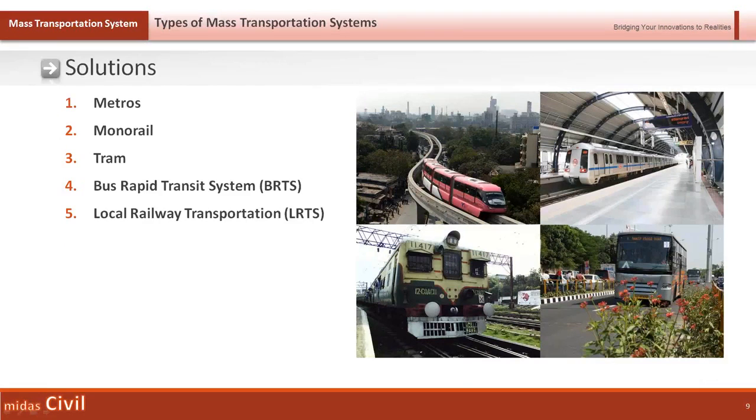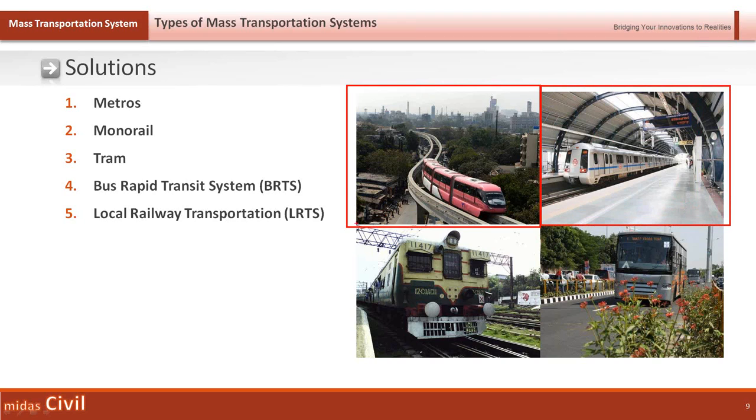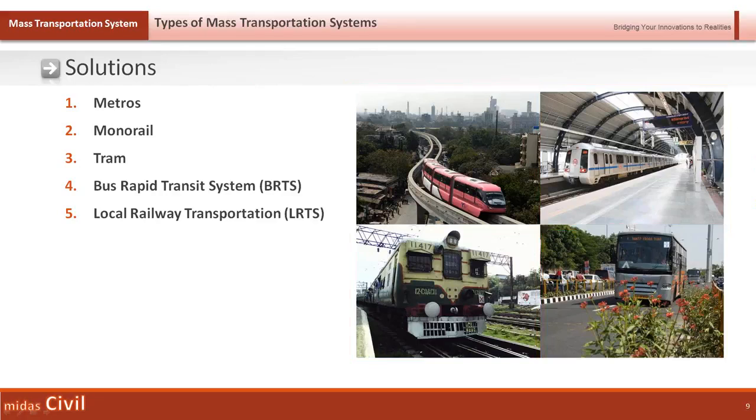So we have metros. Similarly, we have monorail, tram, bus rapid transit system. Also, we have local railways. As you can see in the figure itself, this shows the Mumbai monorail, and this is the Delhi metro. Similarly, the local railways for Kolkata and Ahmedabad BRTS. So these are the main major types of mass transportation systems that are used. Out of these, the most popular ones are metros and monorail, which we will be discussing thoroughly in the webinar today.